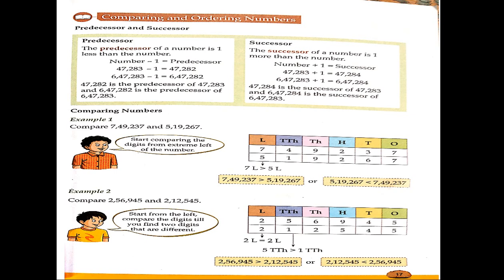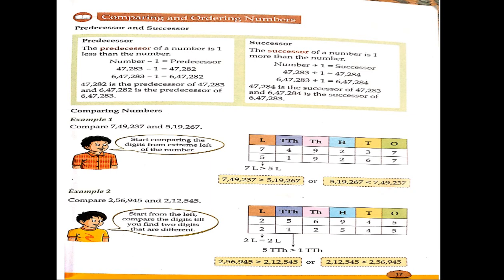Now we are going to learn about comparing and ordering numbers. For comparing and ordering numbers, we first have to know predecessor and successor. A predecessor is a number that is 1 less than the number, that means number minus 1 is the predecessor. Let us suppose 47,283, if you subtract 1, then its predecessor will be 47,282, 1 less.